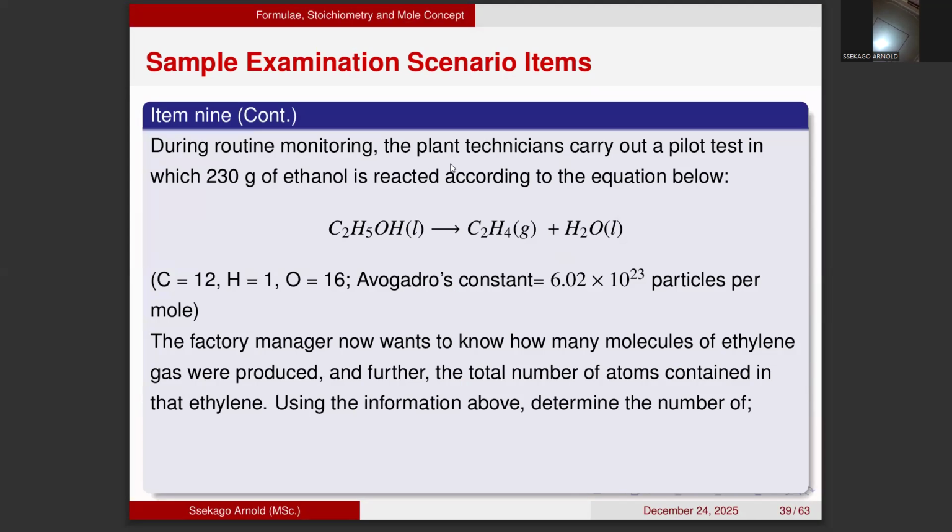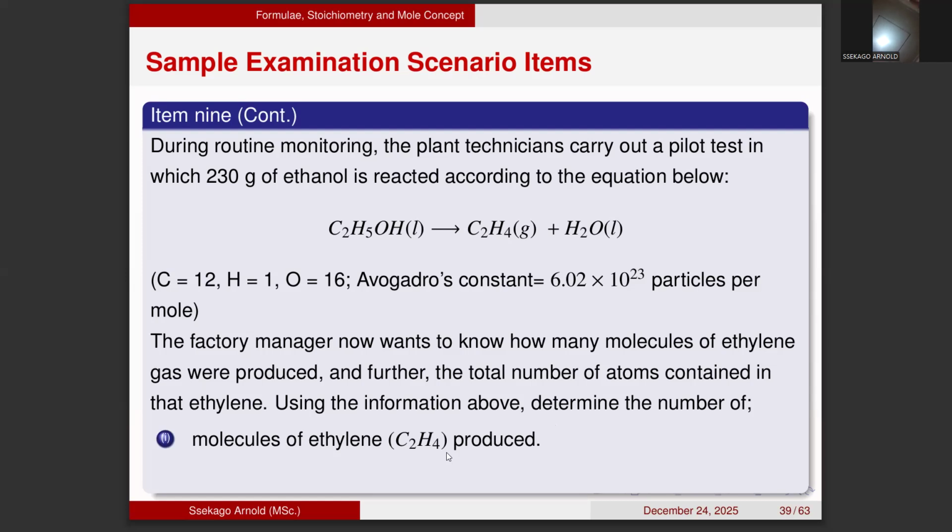During routine monitoring, the plant technicians carry out a pilot test in which 230 grams of ethanol is reacted according to this equation. So we have 230 grams of ethanol. What do they want? We also have this information in the bracket. The factory manager now wants to know how many molecules of ethylene gas were produced and further the total number of atoms contained in that ethylene. So using the information above, determine Roman 1, molecules of ethylene produced.